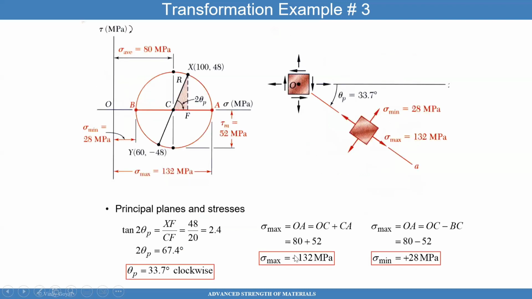I did it all over here already. I already did that visually for you. You get 132 for this point and 28 for this point. That's the max principal stress. You can also use the eigenvalue approach and you'll get the same answer.